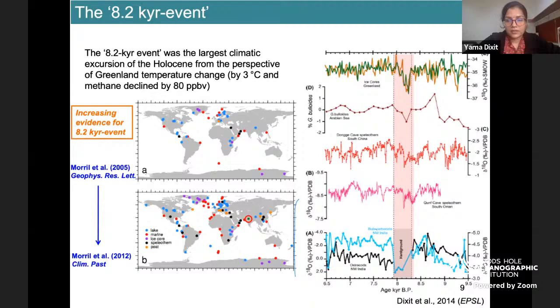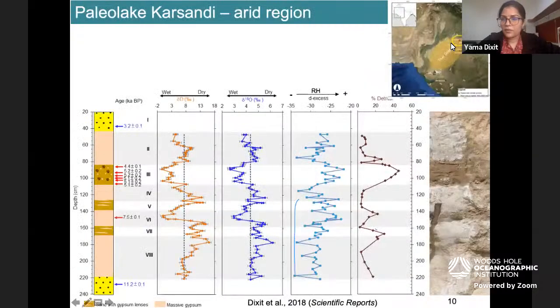Now I'll talk about the last lake that I studied. This is Lake Karsandhi.